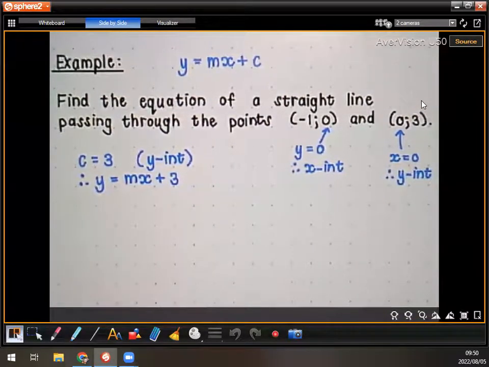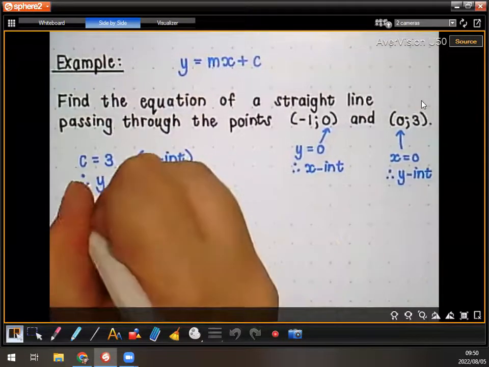So we still need to find m, right? So now at this point, we actually have two options. m is the gradient, right? We have a formula for gradient. Do we have 2 points? Yes. So you can use your gradient formula to actually calculate it. Okay, so let's do that quickly.